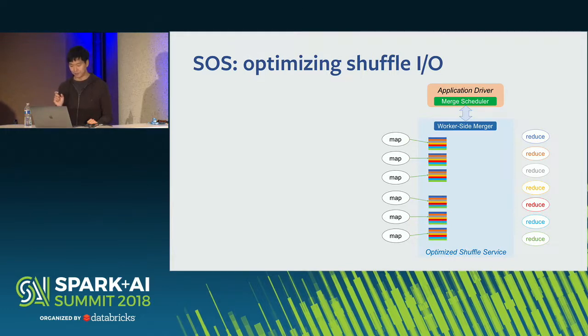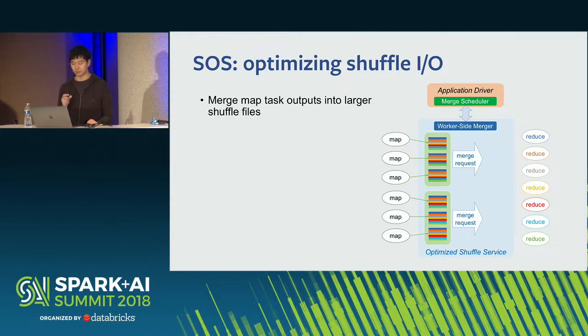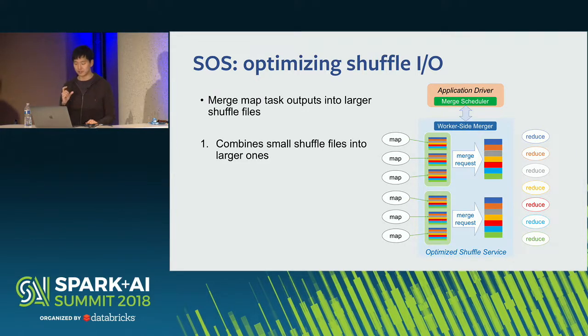Without SOS, each reducer would have to read a small segment of each of these files, and that's where we get this M by R math. Instead, with SOS, we add an additional step where we take a number of these map outputs and merge them into a larger shuffle file. You can see that this combines these smaller shuffle files into larger ones, and we still keep the partitioned file layout. We merge in a way that we keep this layout.